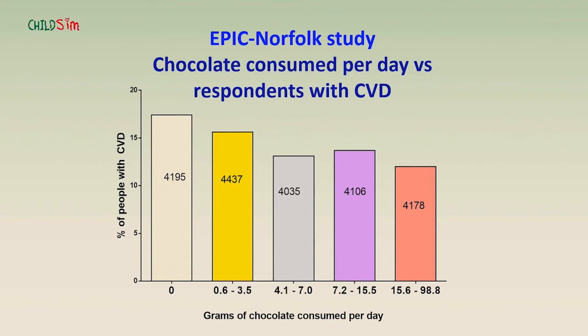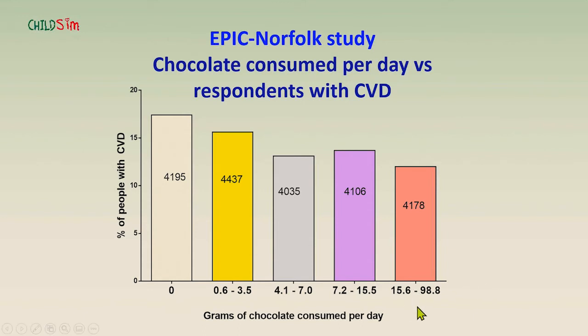So out of 20,000 people who were followed up from the original 30,000 people, around 3,000 of these people suffered a cardiovascular event. When the participants were equally distributed into 5 groups, this was the average daily amount of chocolate consumed. Okay, so here, these are the people who reported eating no chocolate a day.